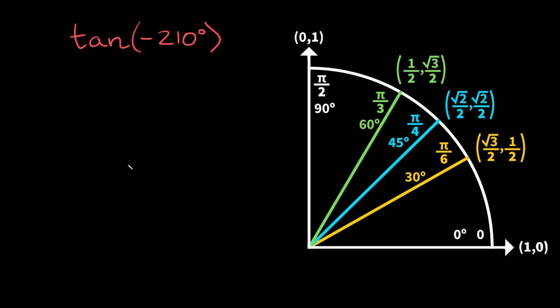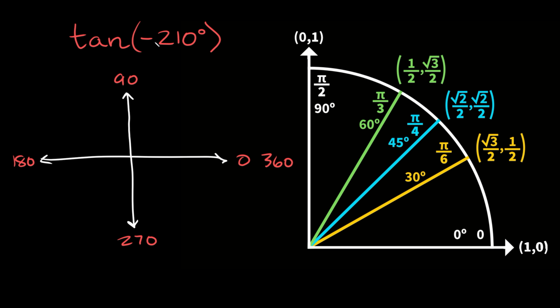All right, now for this last example, we're going to find the tangent of negative 210 degrees. This is conveniently already in degrees, so the first thing we can do is simply graph this angle. To graph negative 210 degrees, we're just going to start at standard position, and then rotate in the negative direction this time.